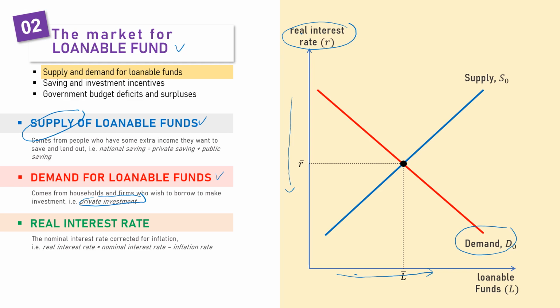On the other hand, real interest rate is also the incentive for lender or saver. The higher the interest rate, the more willing the savers are to lend their funds. And as in other markets, equilibrium occurs at the intersection of demand and supply curve, right? At a certain level of the real interest rate and a certain amount of loanable funds.